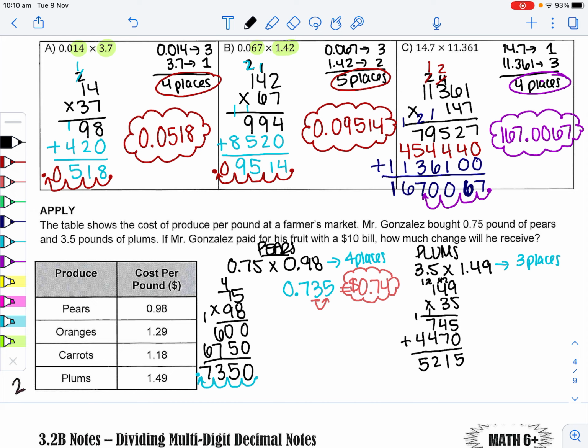And then I've got to do 3 decimal places on this one. So 1, 2, 3. So I'm going to have 5.215, and then the same thing happens on this one. I have to round. So I get $5.22 because the 5 is going to make me round up.